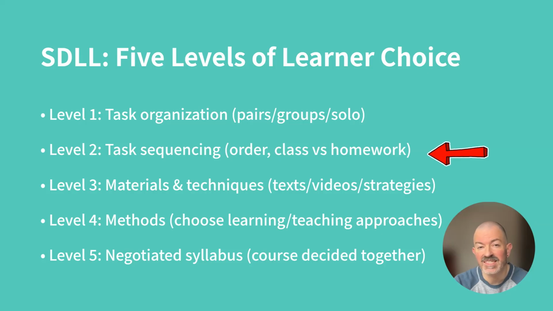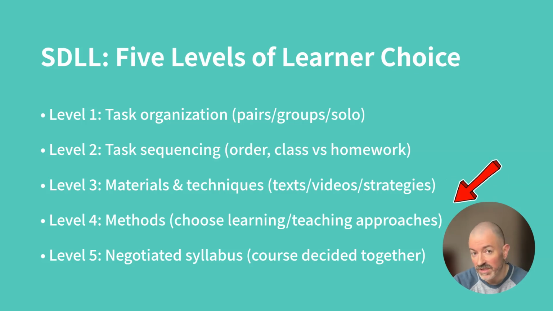Level 2 is the task sequencing. So this is where learners decide if tasks should be done in a particular order, or whether they happen in classes rather than doing it as homework. Level 3 is about materials and techniques. So learners make informed choices about which text to read, which video to watch, or which vocabulary method to use.